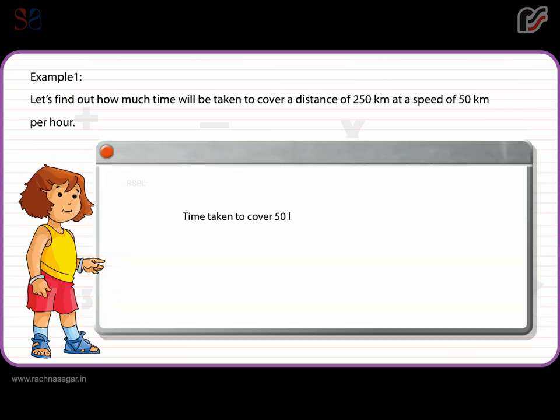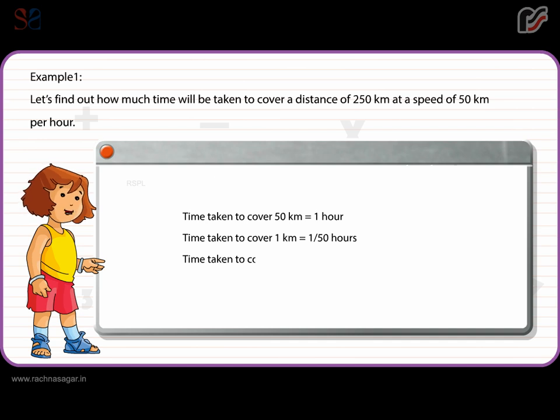Time taken to cover 50 km is equal to 1 hour. Time taken to cover 1 km is equal to 1 by 50 hours. Time taken to cover 250 km is equal to 1 by 50 multiplied by 250 is equal to 5 hours.